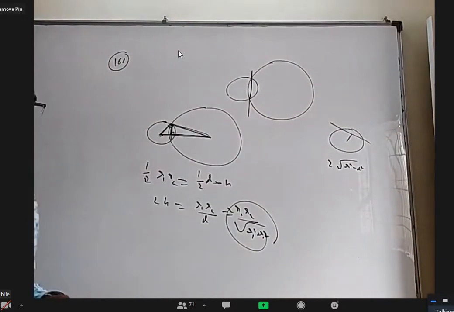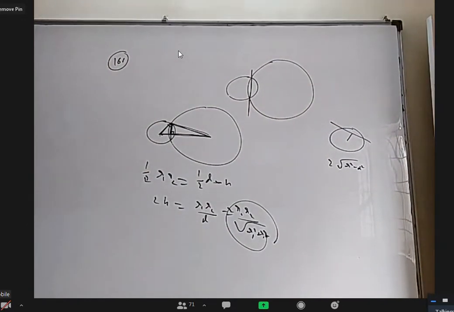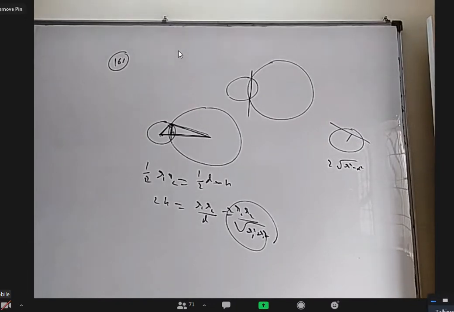Okay. What if they are not orthogonal? They are of same radius.